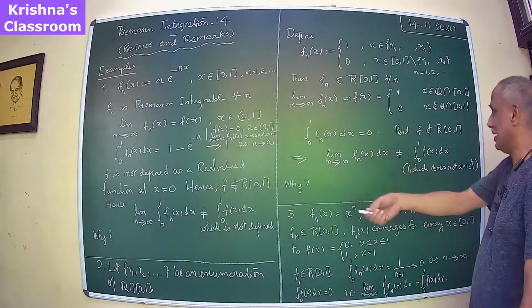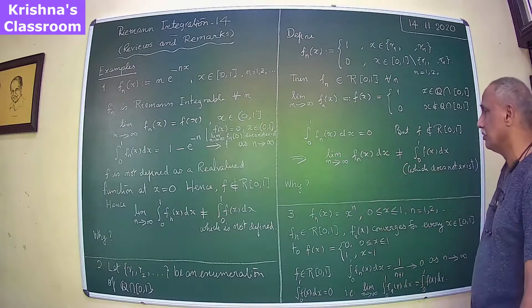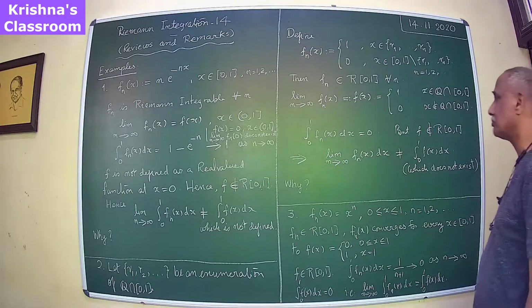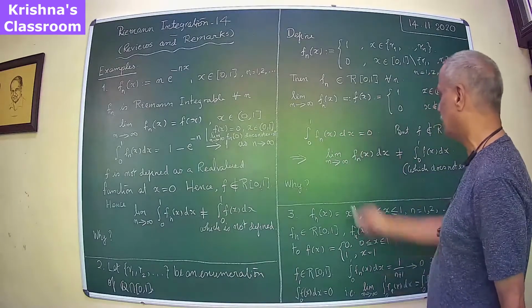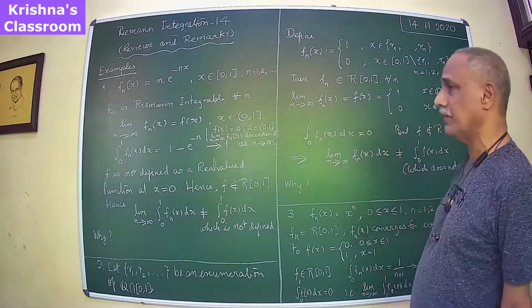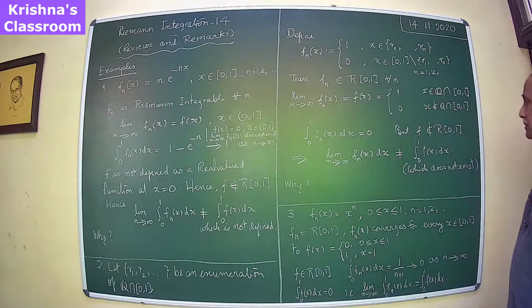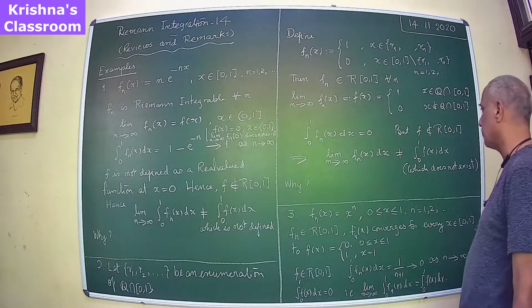That we will examine, and it's nice to examine this. Okay, then you see that the integral from 0 to 1 of fn(x) dx is 0, because fn is 0 everywhere except at finitely many points. The function is 0, therefore the integral is 0.